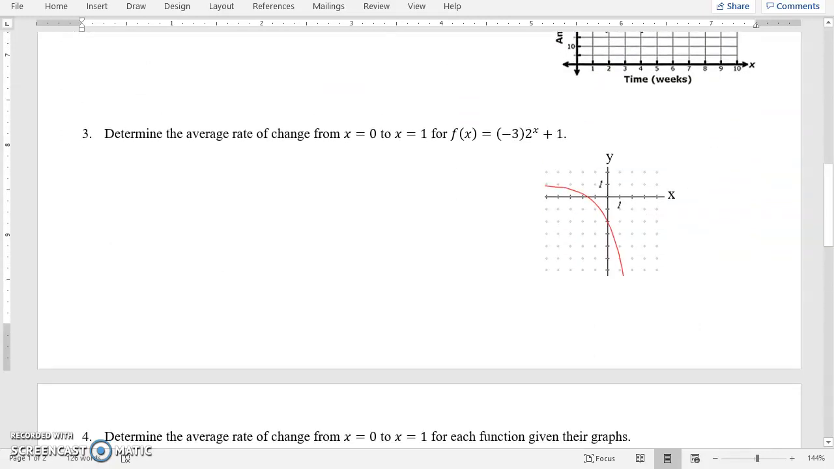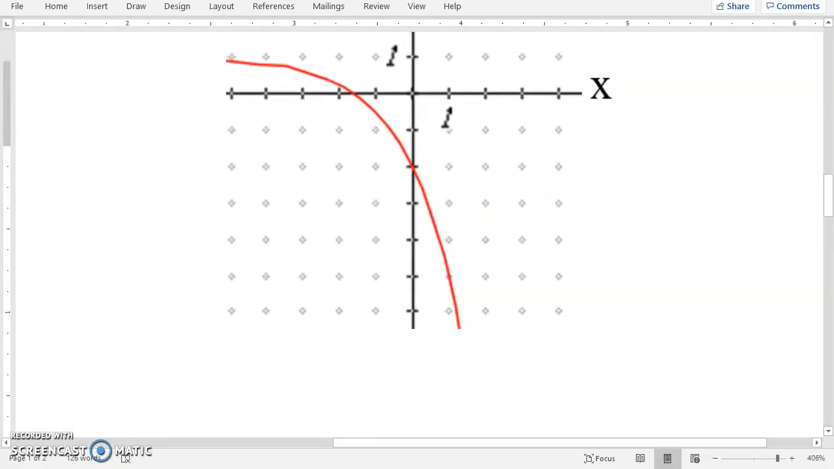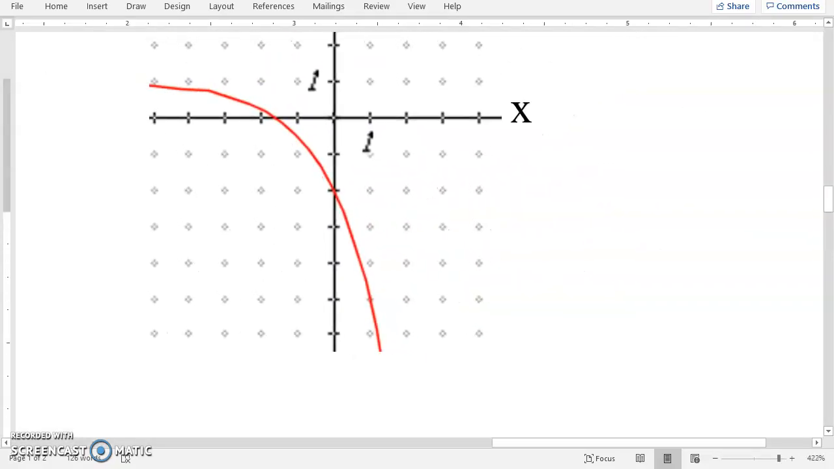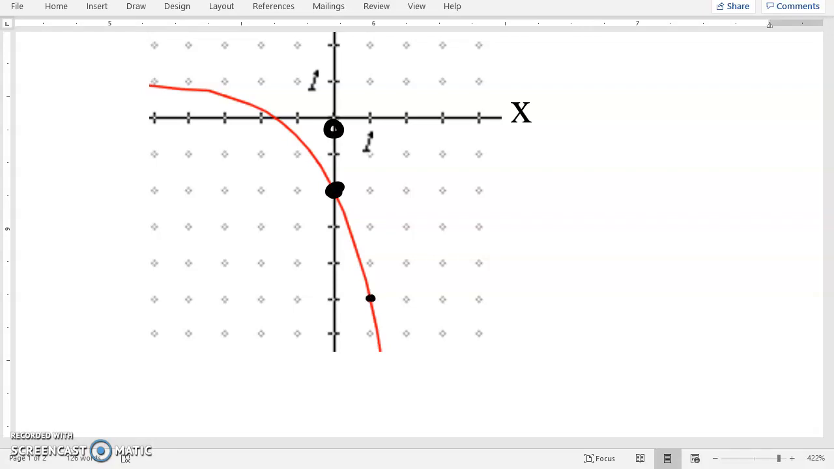Alright, next one. Determine the average rate of change from x equals 0 to x equals 1 for f of x equals negative 3 times 2 to the x power plus 1. So it's actually quite simple. We're going to use the graph they give us. We're going to plot a point where x equals 0. So this is where 0 is. We're going to plot a point where x equals 1 on the graph.